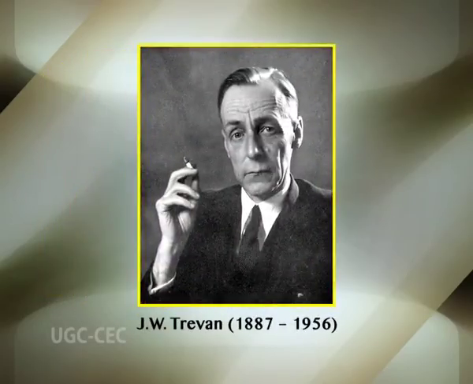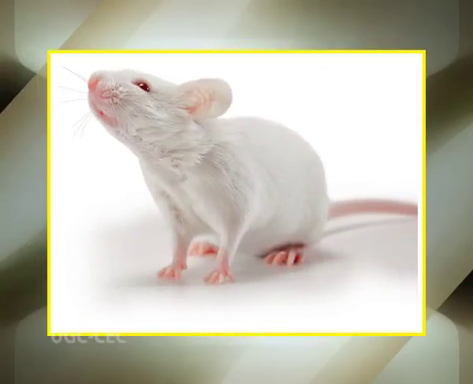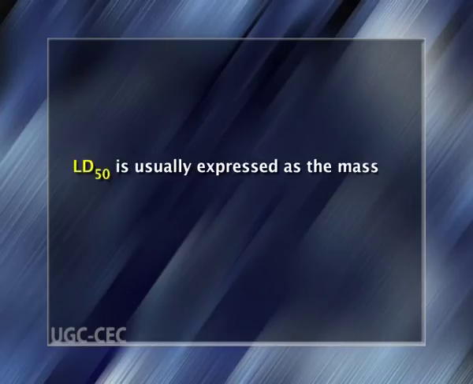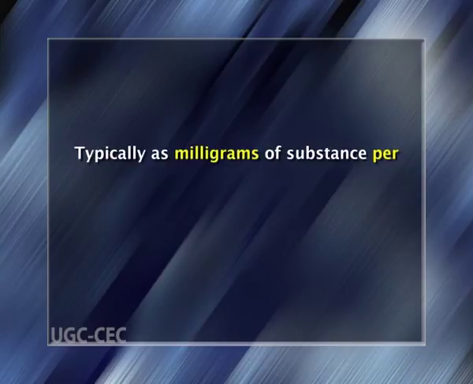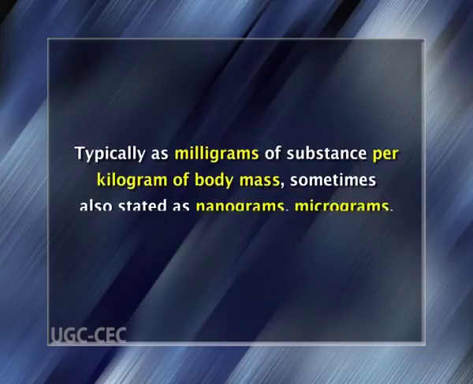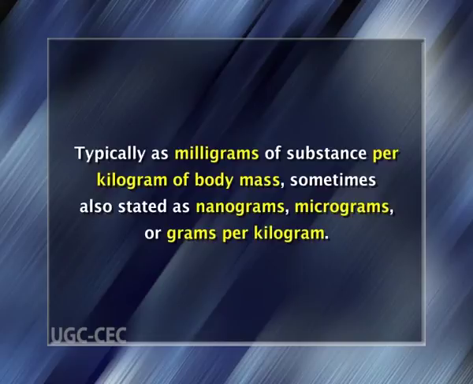The test was created by J.W. Trevan in 1927. The term semi-lethal dose is occasionally used with the same meaning, in particular in translations from non-English language texts. LD50 is usually determined by tests on animals such as laboratory mice. The LD50 is usually expressed as the mass of substance administered per unit mass of test subject, typically as milligrams of substance per kilogram of body mass, sometimes also stated as nanograms, micrograms or grams per kilogram.